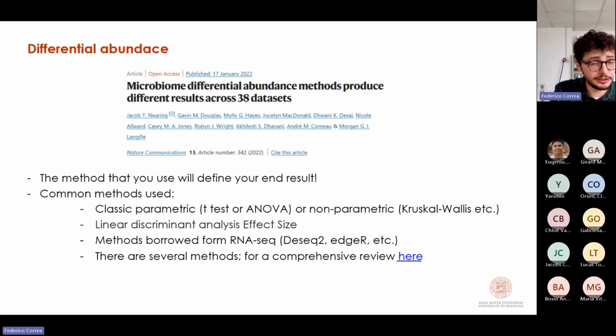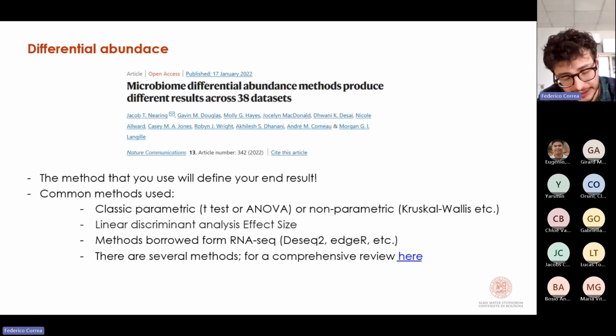Other methods are completely taken from other fields, for example, RNA-seq. This method has a big problem, which is the way in which it handles zeros. Because in an RNA-seq experiment, 0 means something different compared to zeros in a microbiome study. Zero in an RNA-seq experiment means that this gene is under the detection level. While, as I said before, in a microbiome study, 0 can mean two different things: one is under the detection level, and one is that this bacteria is not present.